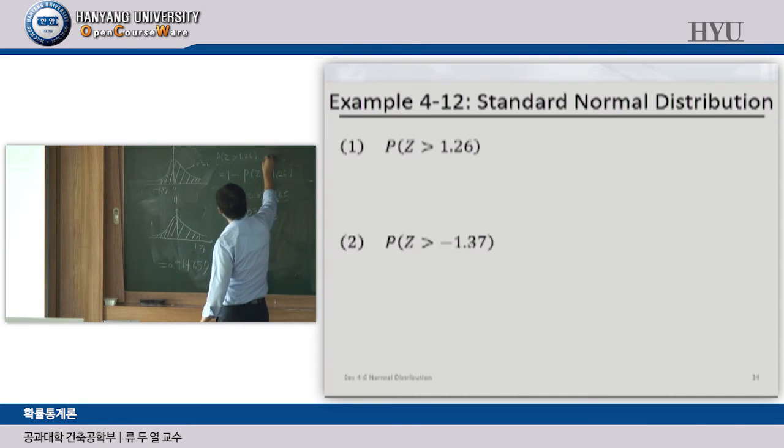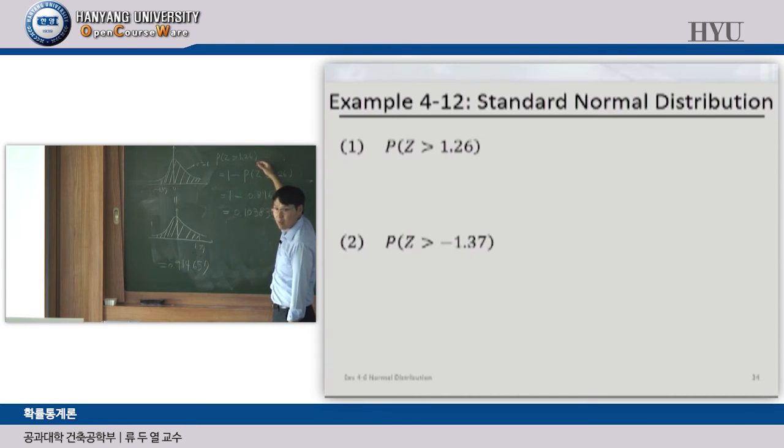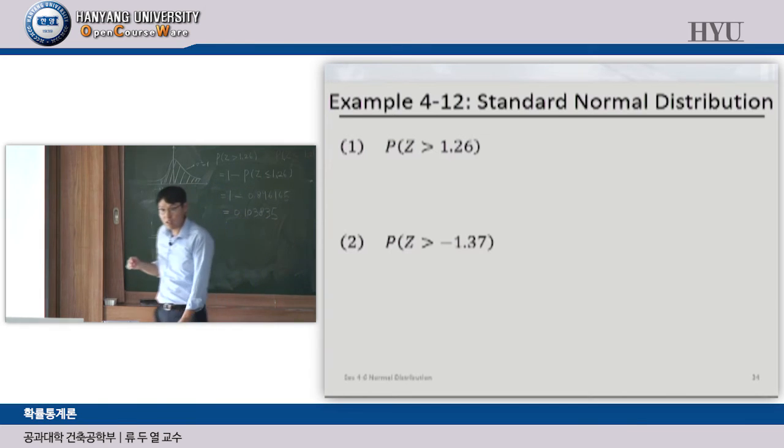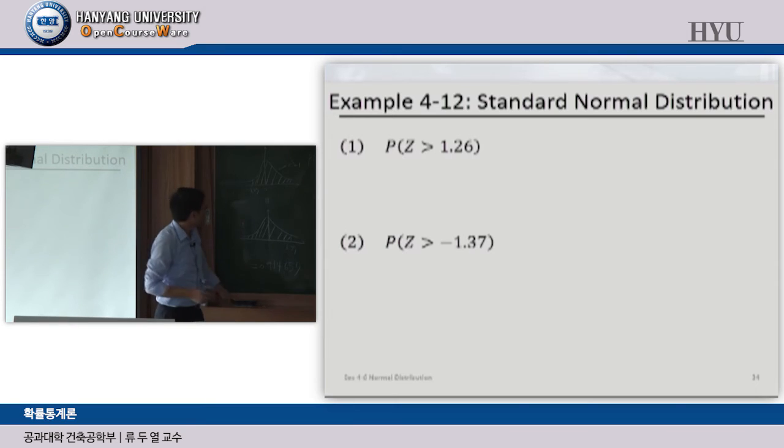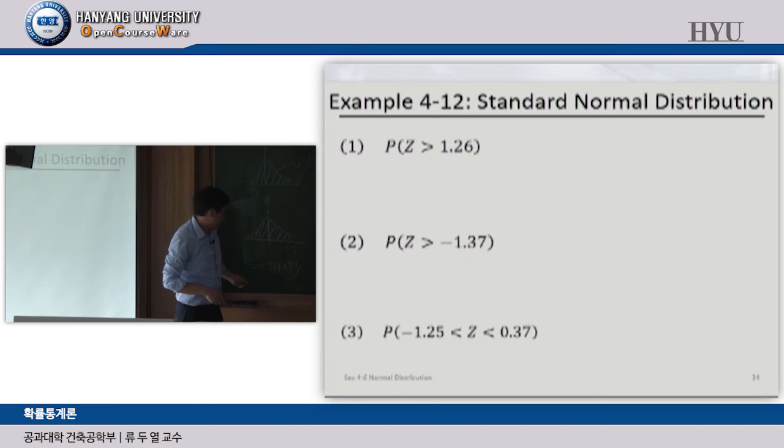And based on this concept, this also can be calculated by this equation. 1.26보다 크다는 거는 반대로 마이너스 1.26보다 작다는 거랑 똑같죠. 그죠? 작다라고 들어가면 저희 cumulative distribution 펑션을 쓸 수 있잖아요. 그죠?